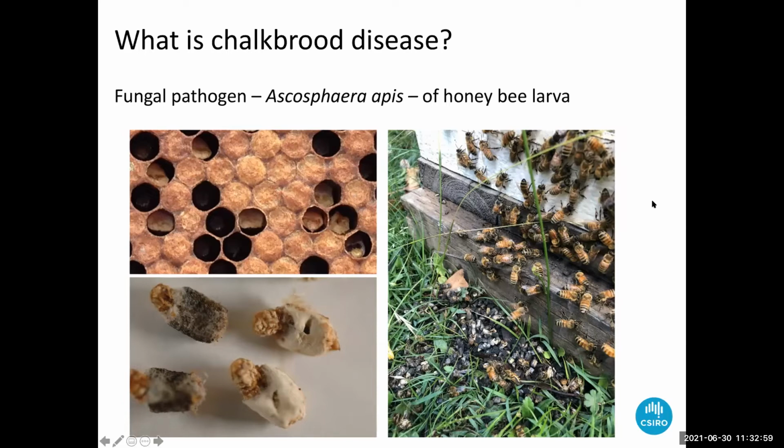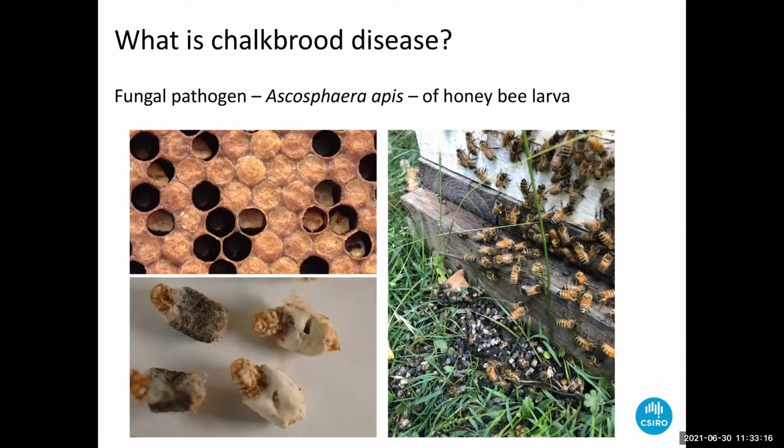typical chalkbrood mummies. When we get the black chalkbrood mummies, that's when two different mating types of the fungus have come together and have made these black reproductive spores. And it's these spores that will go on to infect new larvae.